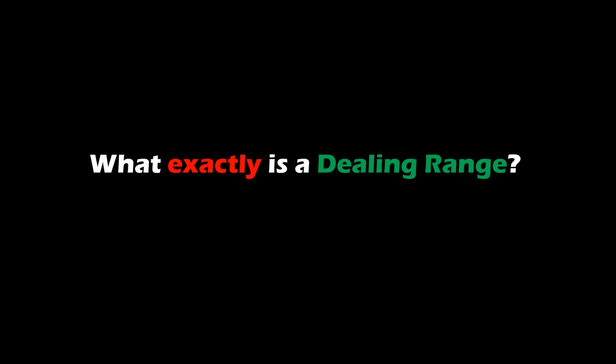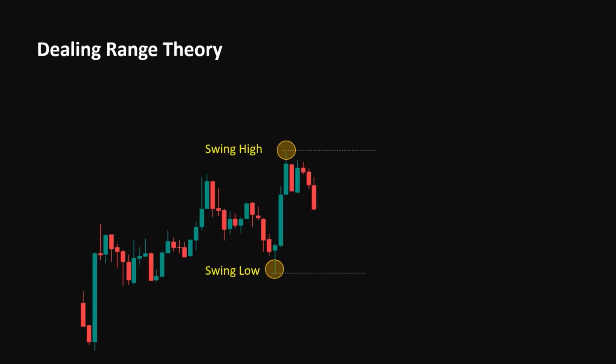ICT dealing range is simply a price range between swing low and swing high. Within the range, institutions are focused on accumulation and distribution campaigns. They use these ranges to manipulate retail traders. They manipulate price action, drive liquidity hunts, and influence major price movements.